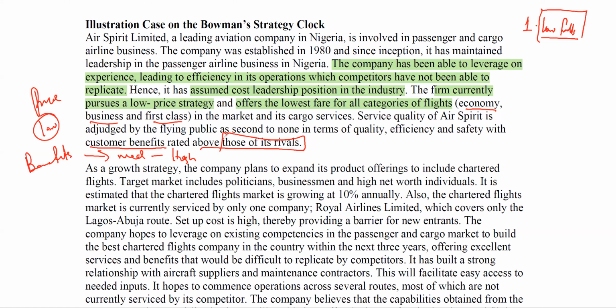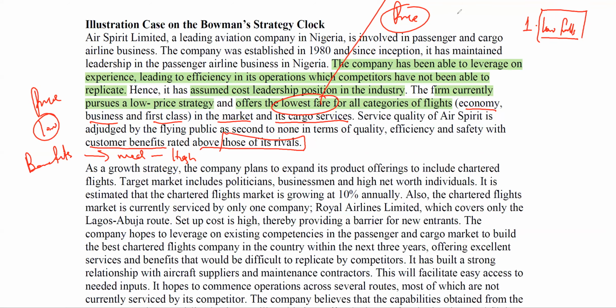What about the statement that says it pursues a low price strategy and offers the lowest fare? Yes, the fare is still price, right? Fare is price. They haven't talked about benefits yet, unless maybe they said something about benefits. But they said that for all their flights, economy, business, and first class, they still offered the lowest price, both in the cargo services.